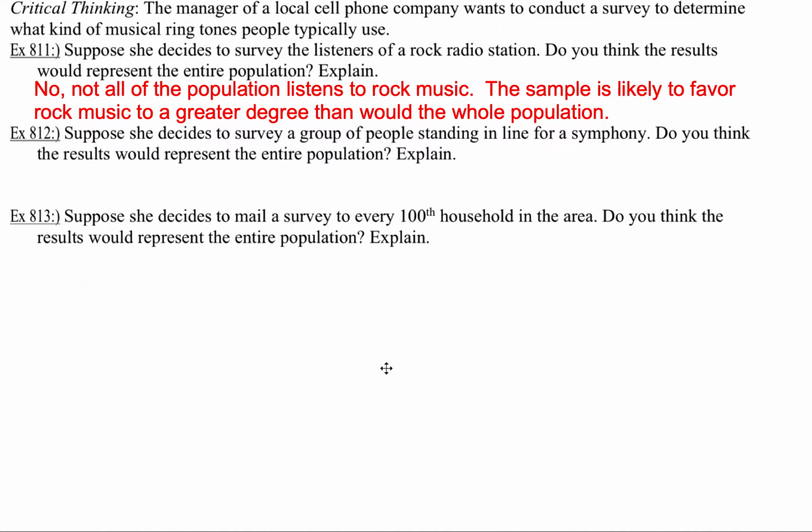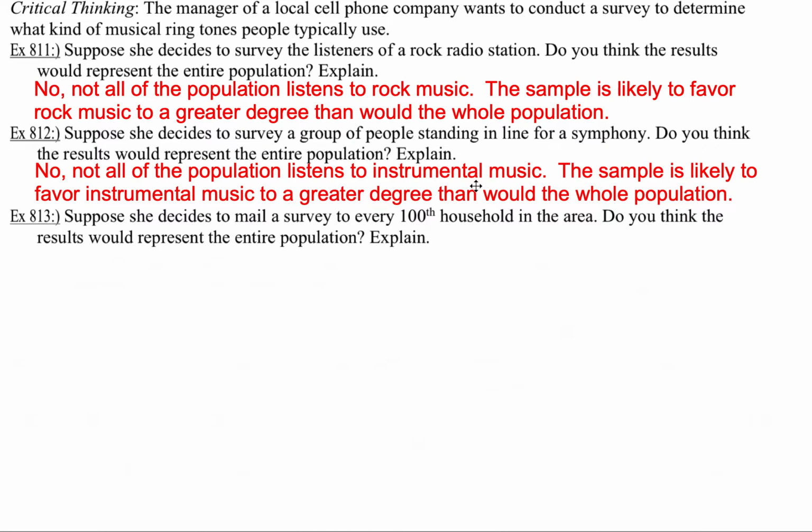Suppose she decides to survey a group of people standing in line for a symphony. Do you think the results would represent the entire population? Explain. Well, probably not as well as the first one, because not all the population listens to instrumental music. The sample is likely to favor instrumental music to a greater degree than would the whole population.